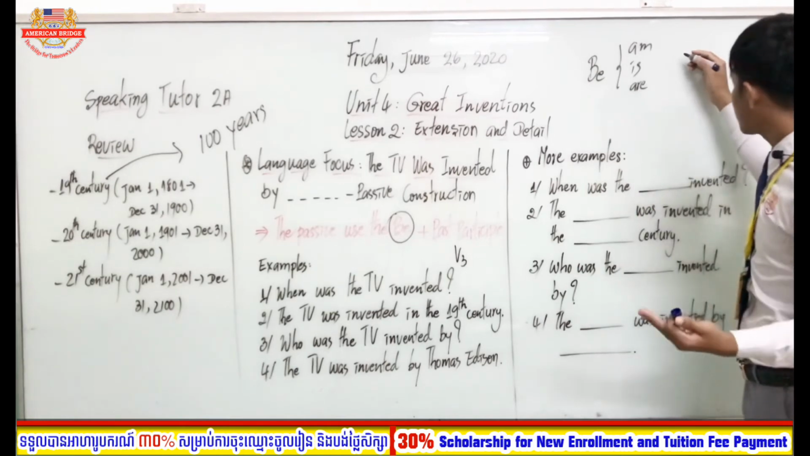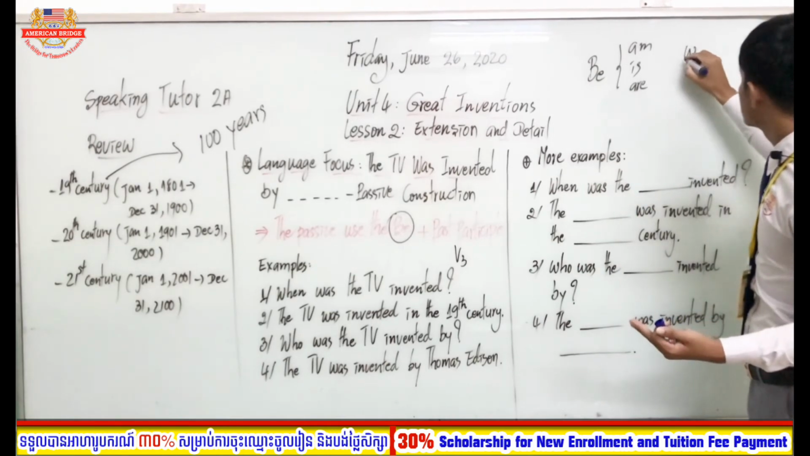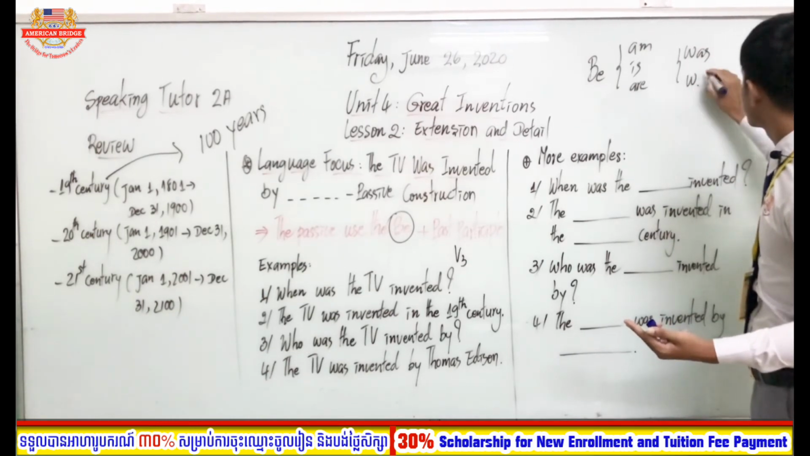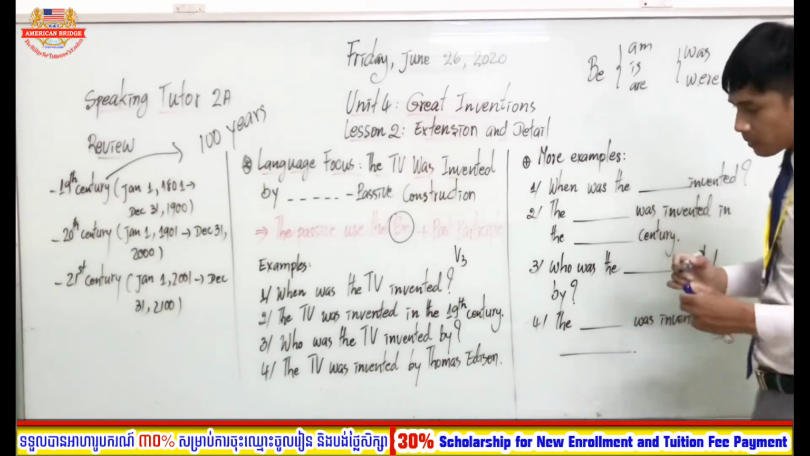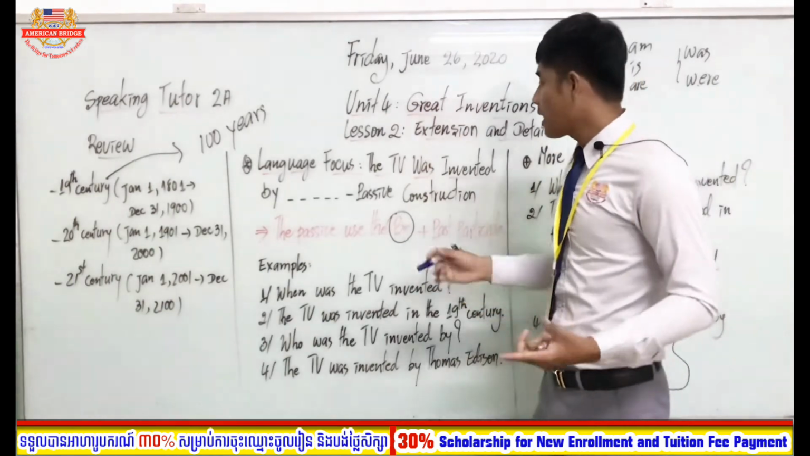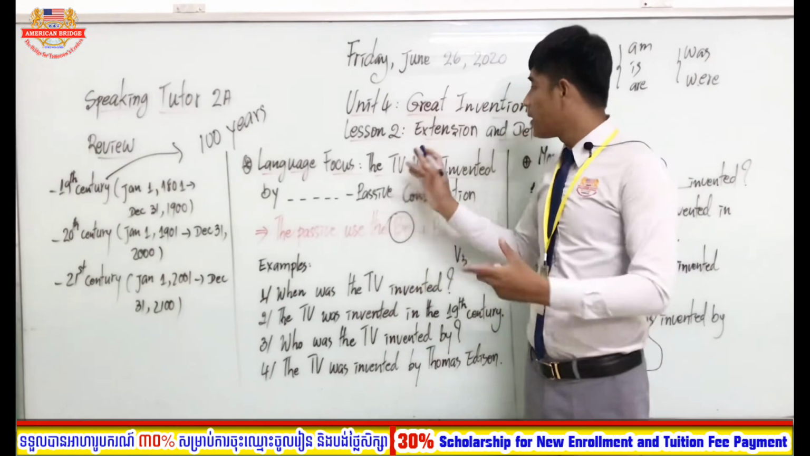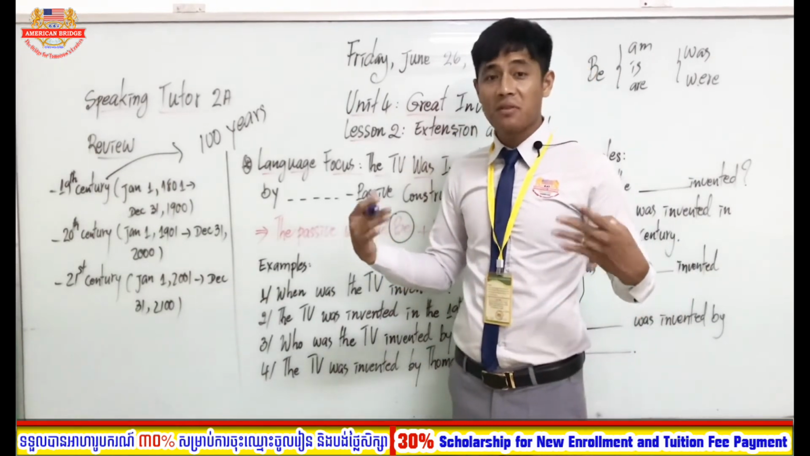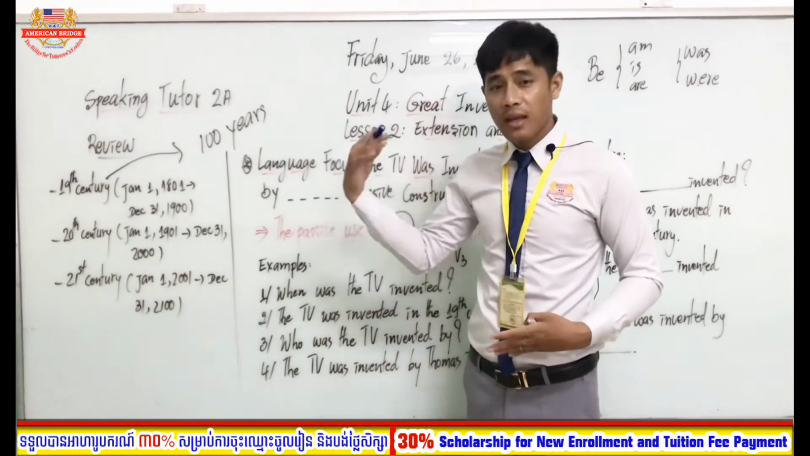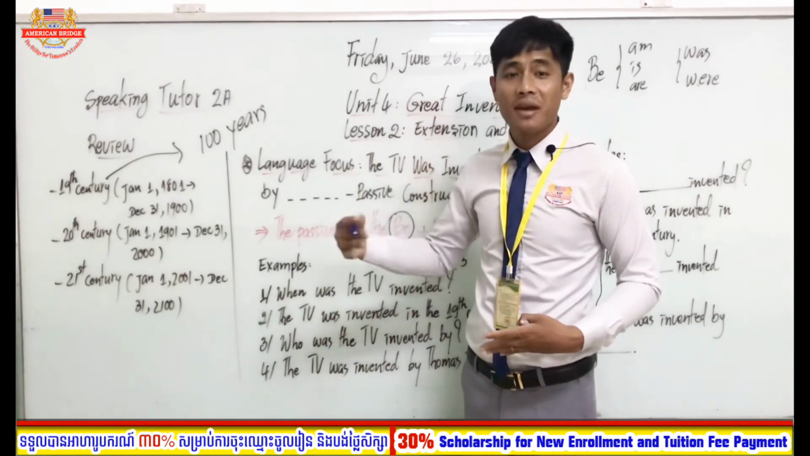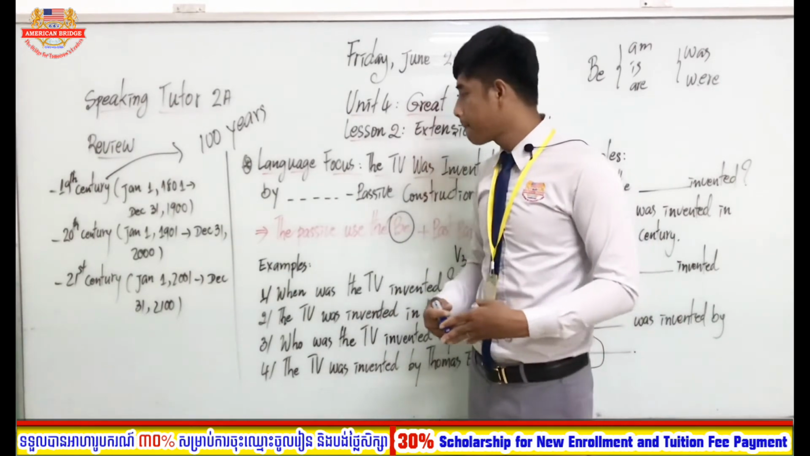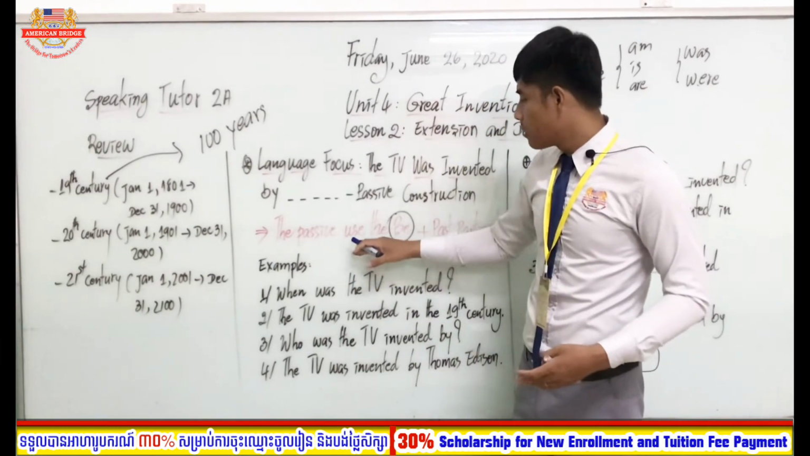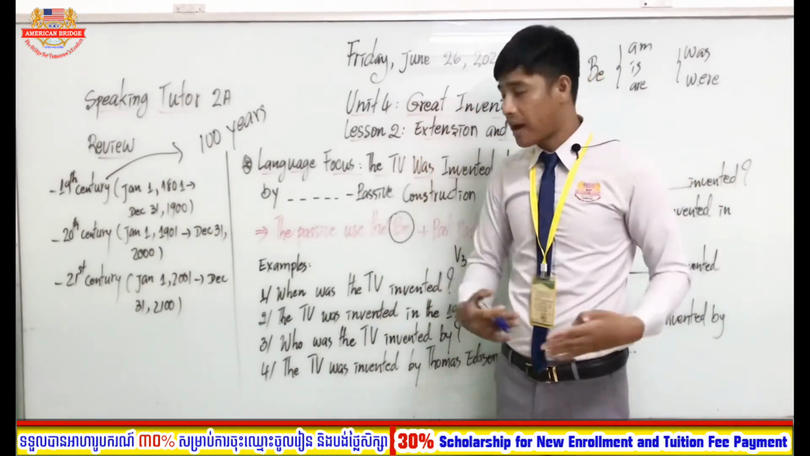How about in the past? In the past, was, were. In our lesson 2, we talk about inventions in the past, things that were invented in the past. That means the action already happened, so today we use the past tense.